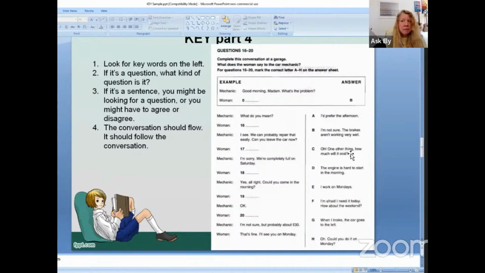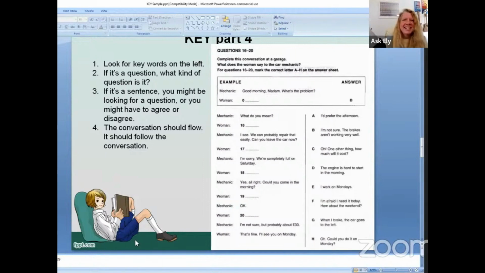"Oh, one other thing. How much will it cost?" Ah, here's the other thing I want to know: how much will it cost? Cost means money, right? So that would be the answer. "How much will it cost?" "I'm not sure, probably about 30 pounds." "That's fine. I'll see you on Monday." Okay, so we have the date, we have the time, and now it's correct.